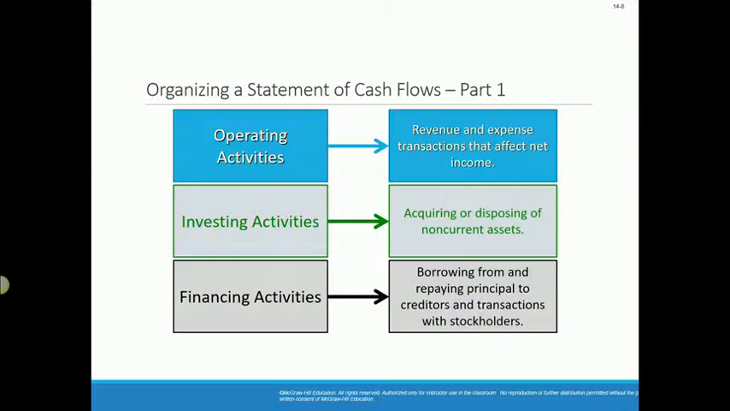Well, in the case of operating, as we said before, revenue, expenses, transactions that affect net income. Where do most of those transactions fall? Well, those would be really current assets and current liabilities. We'd have changes in inventory, receivables, payables, obligations, things we pay.